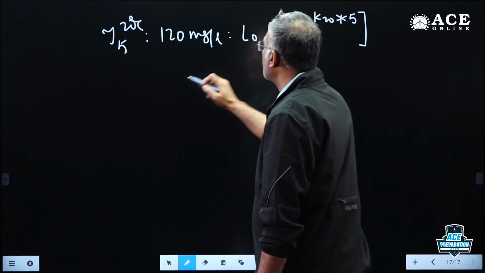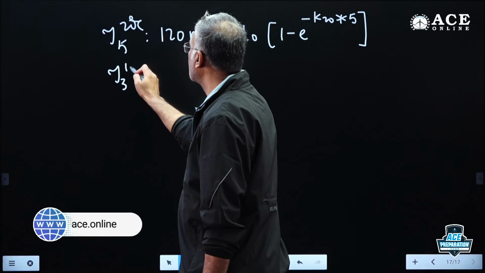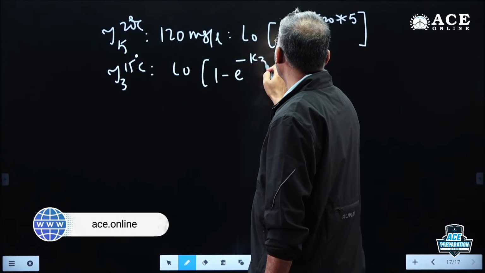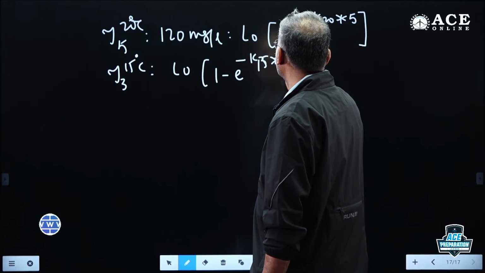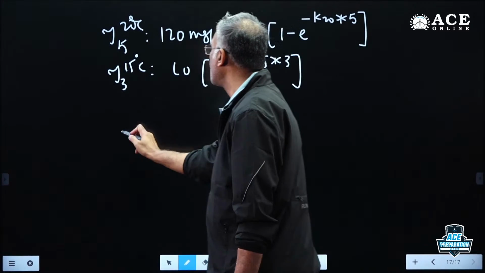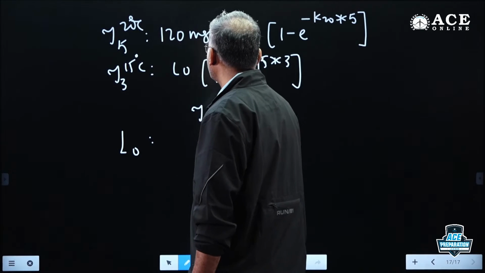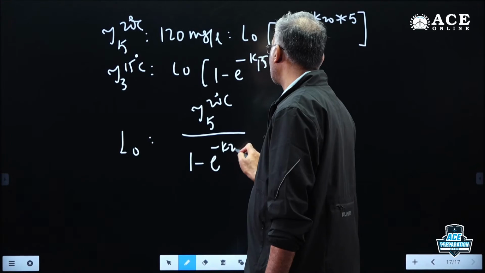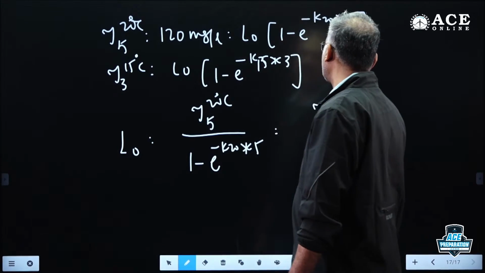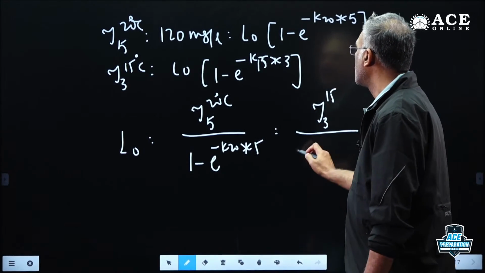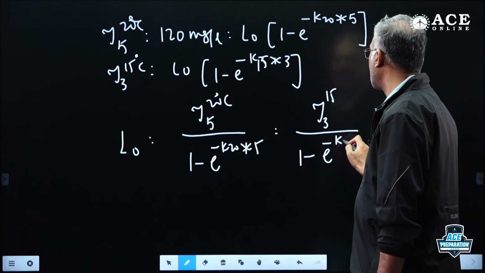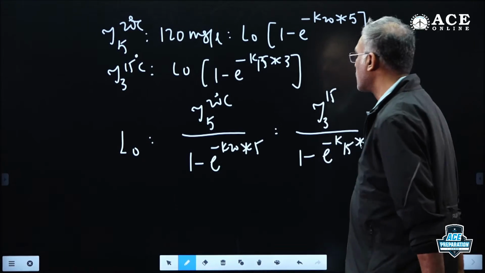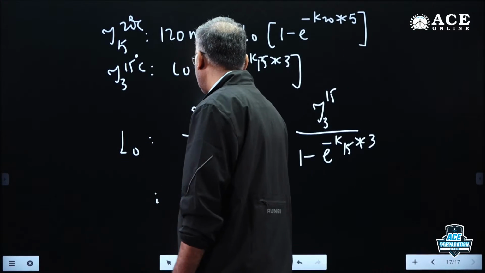Once you know L0, you can find out the 3-day BOD at 15 degrees Celsius, which is L0 into 1 minus e power minus k15 into 3. In both of them L0 is the same. Therefore I take L0 as constant, which is equal to 5-day BOD at 20 degrees by 1 minus e power minus k20 into 5, which is also equal to the 3-day BOD at 15 degrees Celsius, because L0 is constant. L0 is the ultimate BOD, which is constant at any temperature or at any time. By linking these two you can find out.